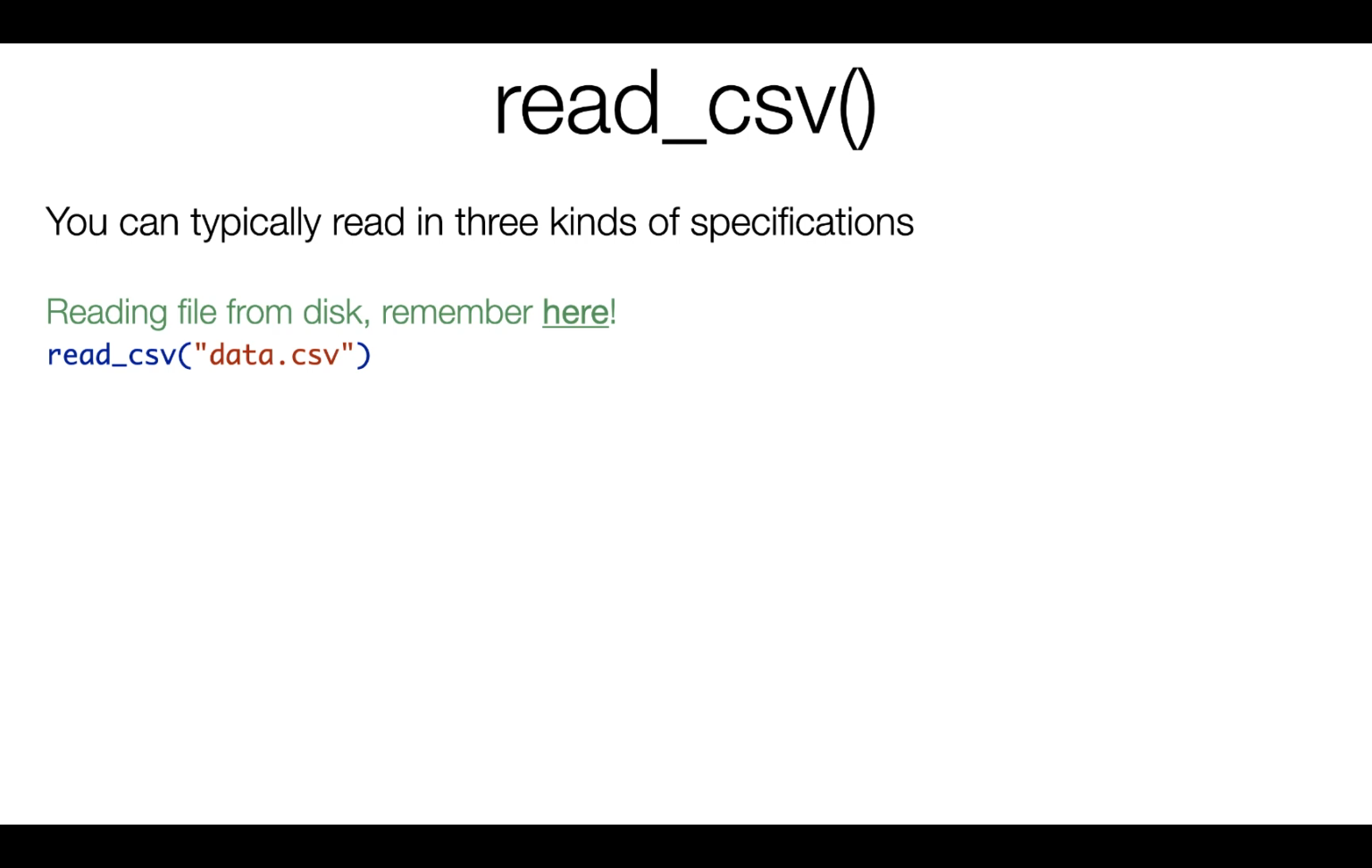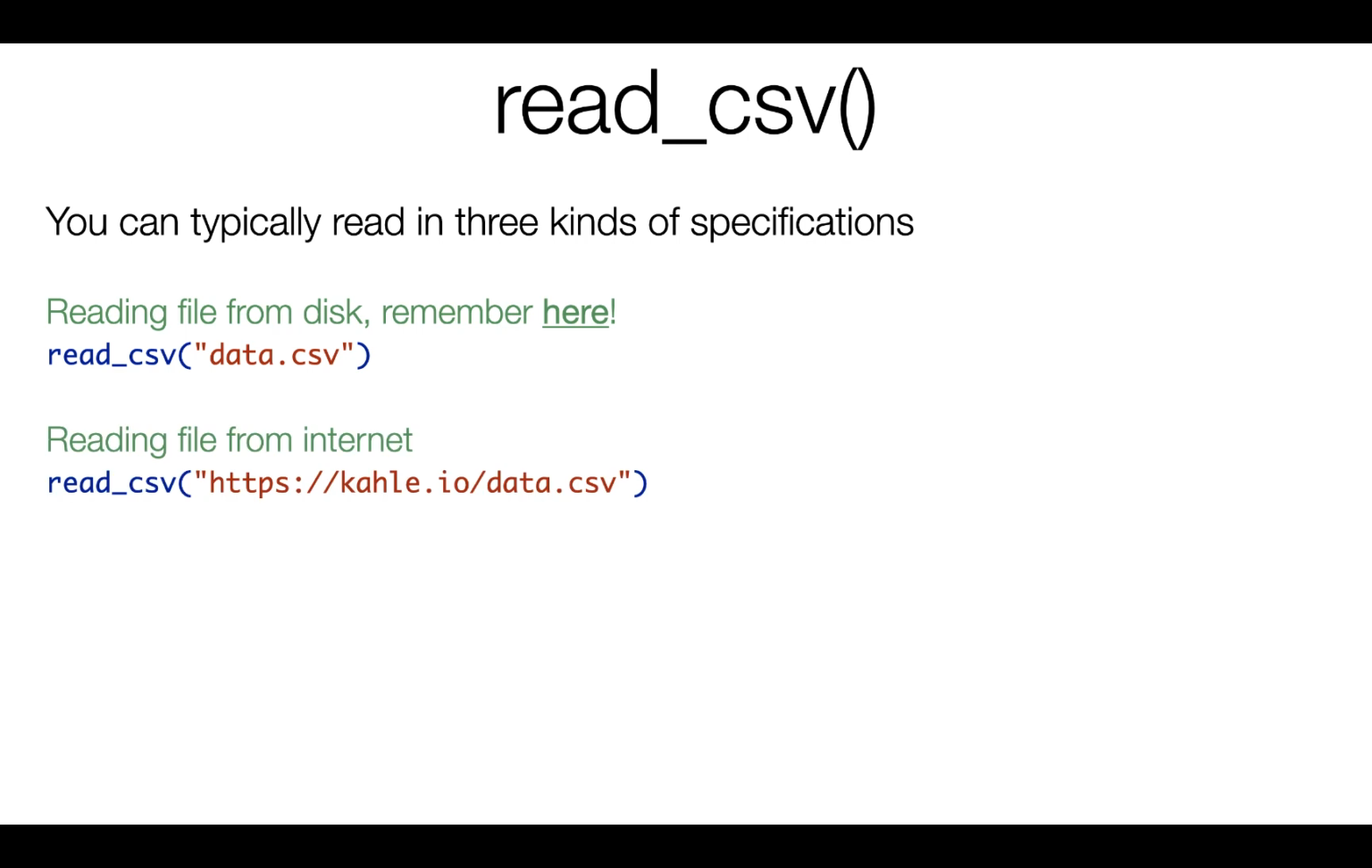I say remember here, I mean the here package that provides for convenient pathing that is portable across operating systems as long as you're using an RStudio project, which is a really good idea. You can read directly from the internet if you put in a URL. This is a useful thing that you can do, and many tidyverse functions support it. So we'll talk about this more in the next lecture.